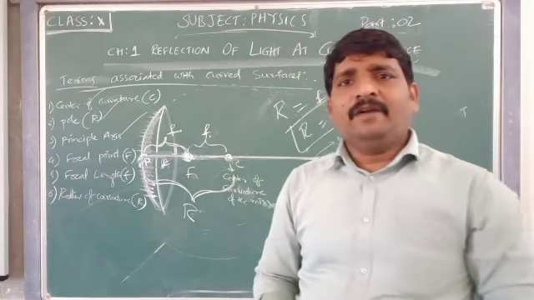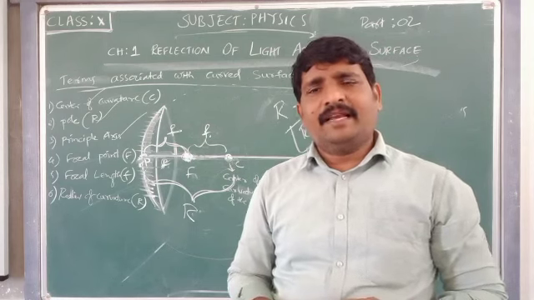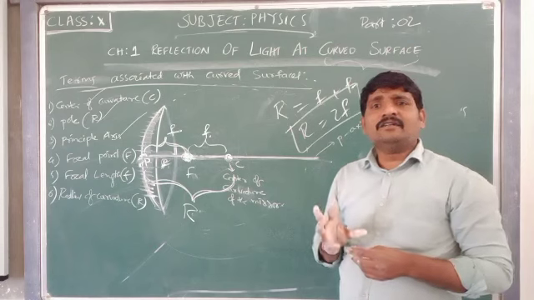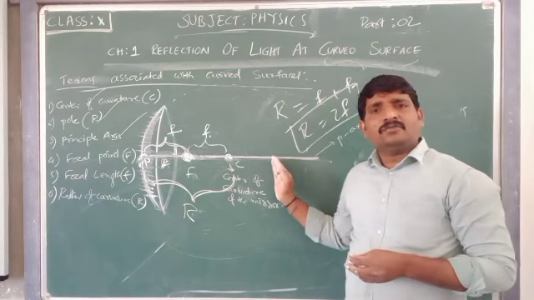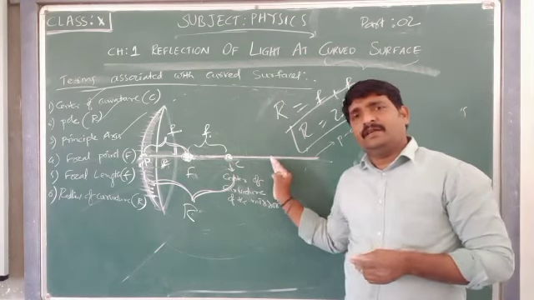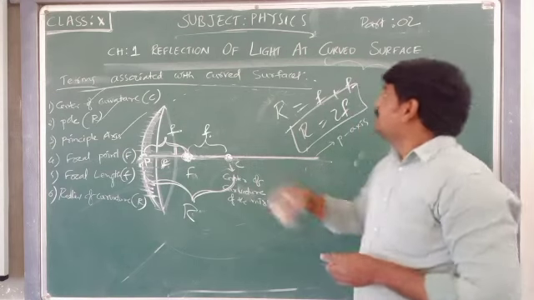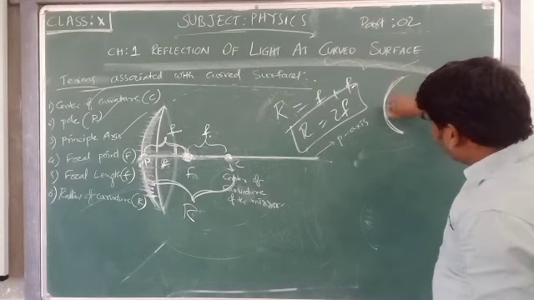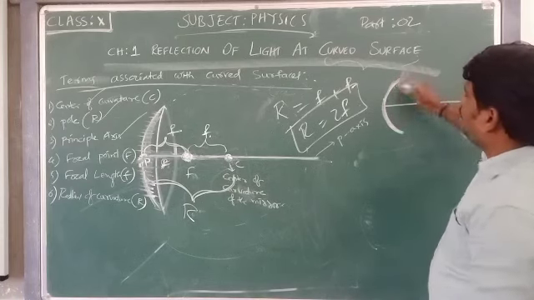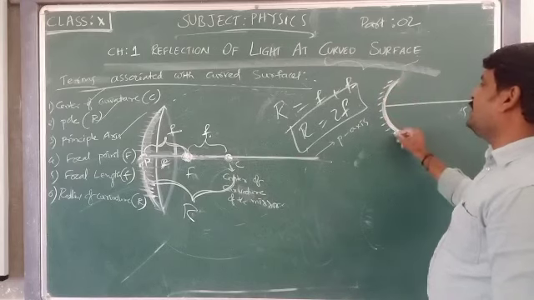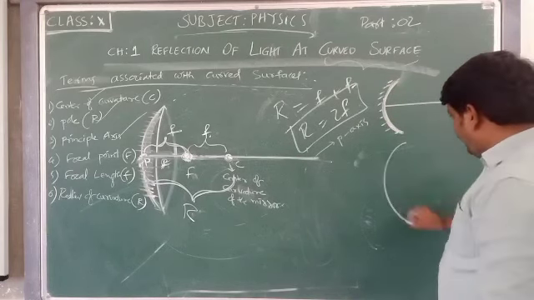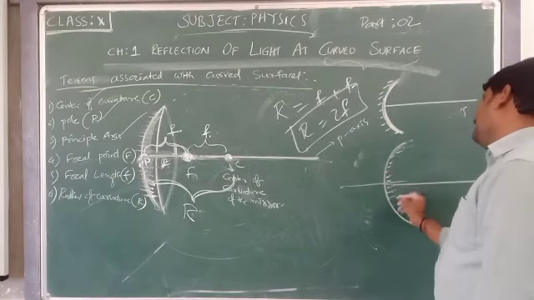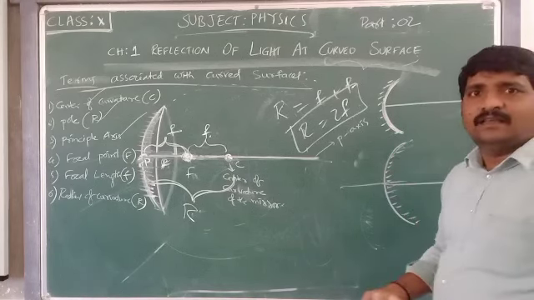This r equals 2f is the relationship between the radius of curvature and the focal length. These are some terms associated with our curved surface. Generally, while drawing the ray diagram, we use the curved surfaces by this symbol. If it is marked like this, it is a concave surface, and if it is marked like this, we call this a convex surface.